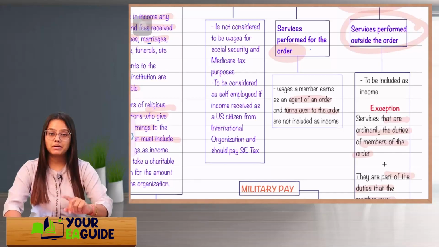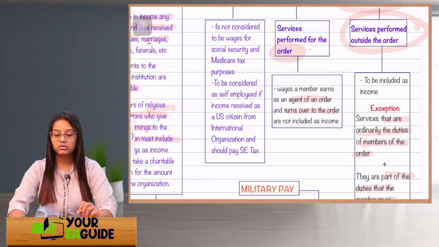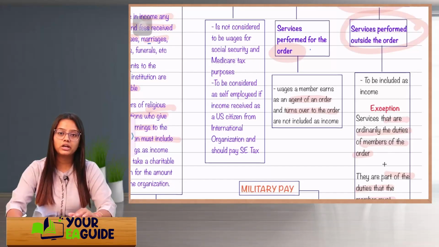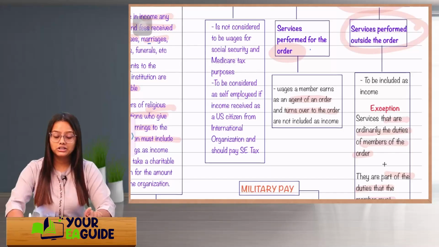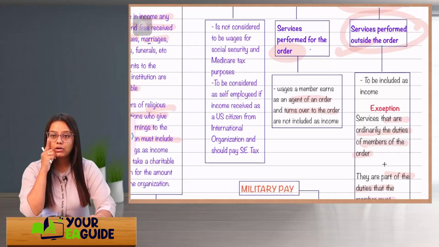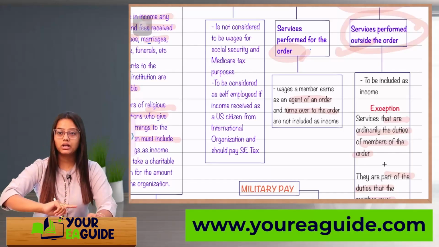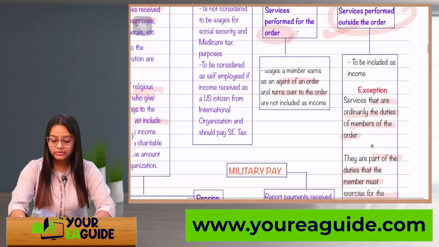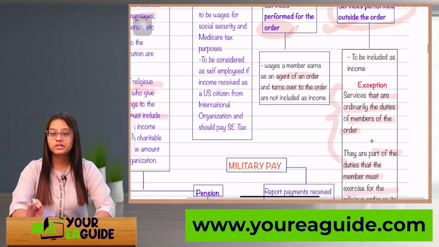Else, just remember the example of an advocate and accountant, or any professional person, who is just donating his income. That doesn't mean he's performing the services within the order, and it should not be included in the income. It should be included, and later we will take the exception. Sorry, deduction. Only this thing you will get confused with.